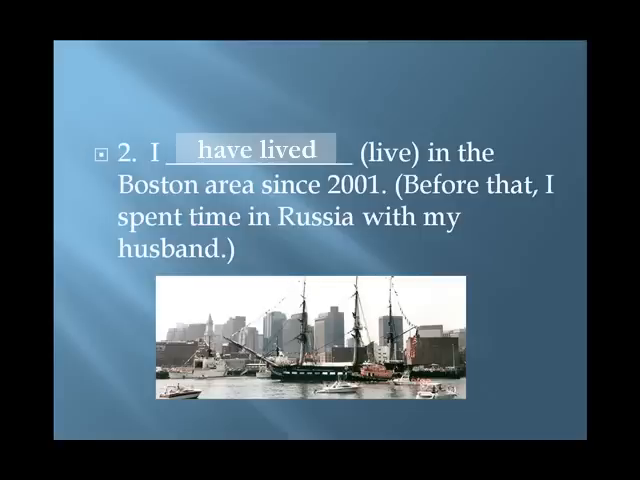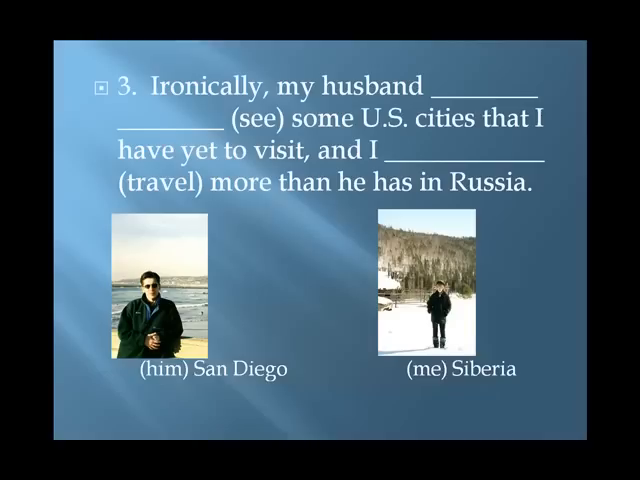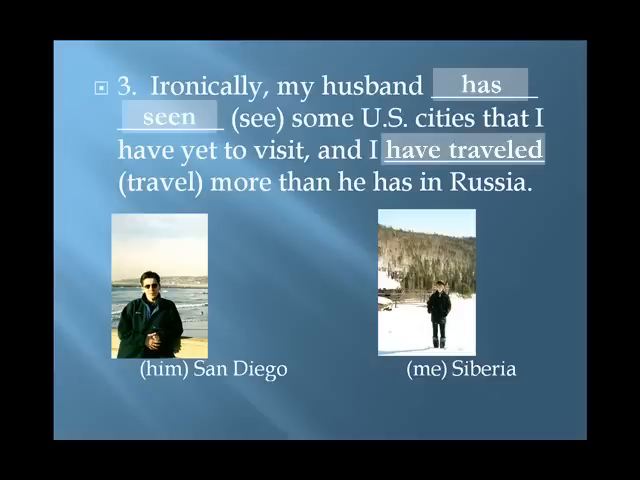Answer: I have lived in the Boston area since 2001. Before that, I spent time in Russia with my husband. Now using a contraction, that first sentence changes to, I've lived. Now try number 3. Answer: Ironically, my husband has seen some U.S. cities that I have yet to visit, and I have traveled, or I've traveled, more than he has in Russia.